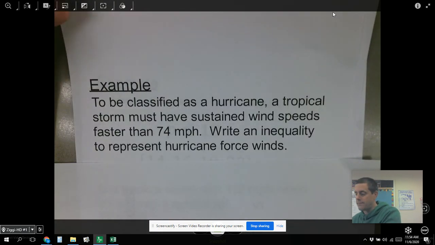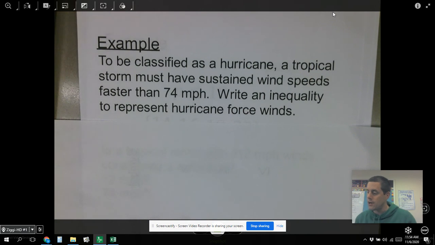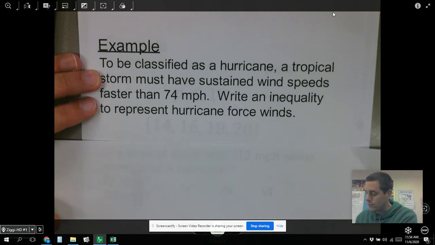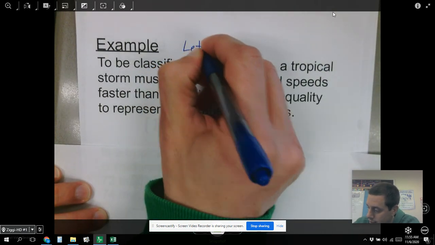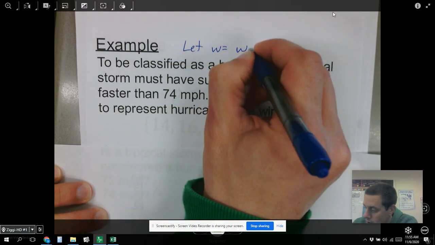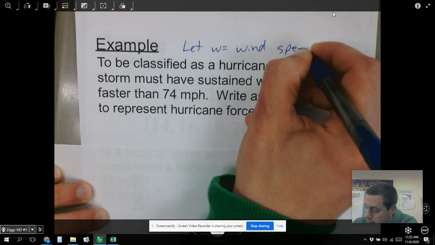All right, next scenario. To be classified as a hurricane, a tropical storm must have a sustained wind speed faster than 74 miles per hour. Let's write an inequality to represent this scenario. First, identify your variable. What don't we know? Well, the unknown here is the wind speed of a hurricane. So let W equal wind speed.